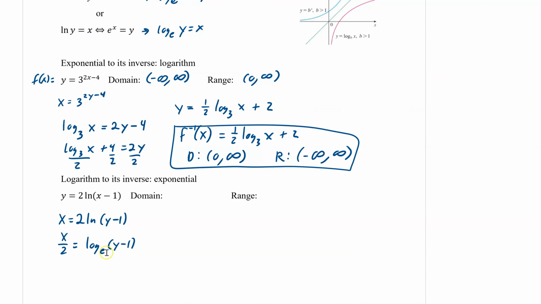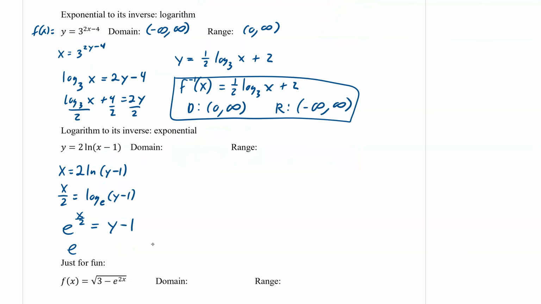And so you can see our base is the base. That is our exponent, and that is our result. So it's going to be e to this is equal to that. So e to the x over 2 is equal to y minus 1. And then we solve it. Plus 1, sorry. So we end up with y equals e to the x over 2 plus 1. And you can break those apart if you want, or leave them together. So now this is our inverse function.